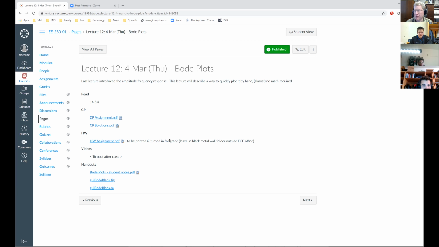So that says that it needs to be printed. Can we just draw it out on paper, or do we actually need to print that? As long as you give me a printout of your answers, I don't care what technology you use.